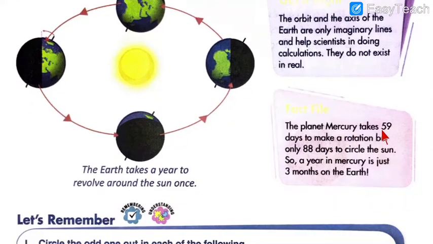The planet Mercury takes 59 days to make a rotation but 88 days to circle the sun. So planet Mercury only takes 88 days to complete one revolution around the sun. So a year on Mercury is just 3 months on the earth. So whenever here on the earth we complete 3 months, on Mercury already 1 year is completed as per the calculations which we consider on the planet Earth. So I hope that this information was pretty interesting for you.